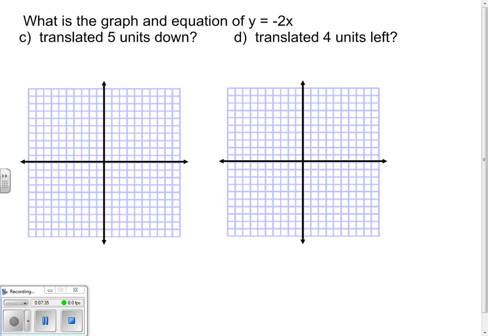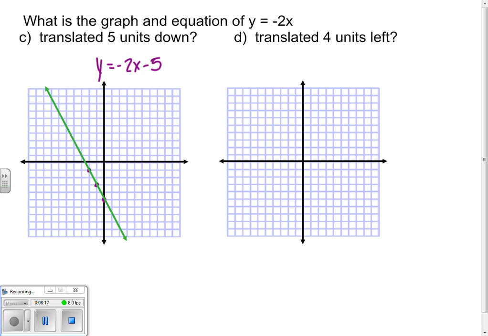Letter C, what is the graph and equation of y equals negative 2x translated 5 units down? You want to translate something 5 units down, all you do is tack a minus 5 on the end. Oh, it's a negative 2x. Hold on. Just throw a minus 5 on the end. That's what down means. So that's a graph that starts 5 units down, whose slope goes up 2 and to the left 1 because it's negative. Negative slopes go up and to the left. If you want to move something down, just tack a minus 5 on the end. If you wanted to move it up 5, you would have done a plus 5 at the end.